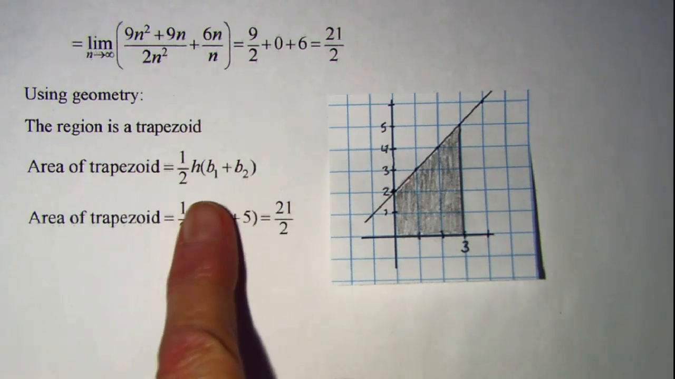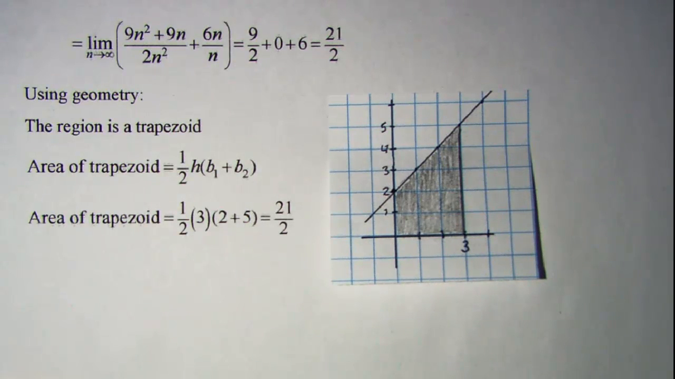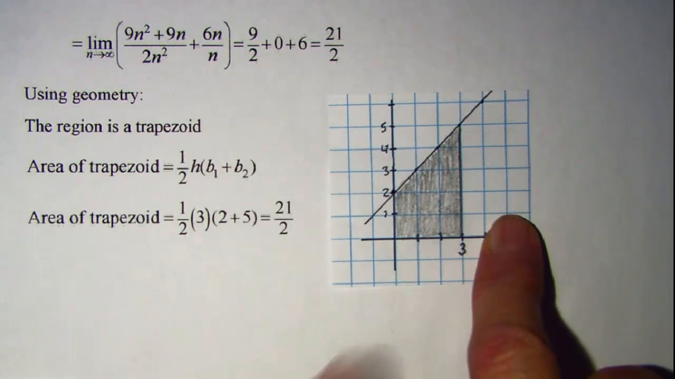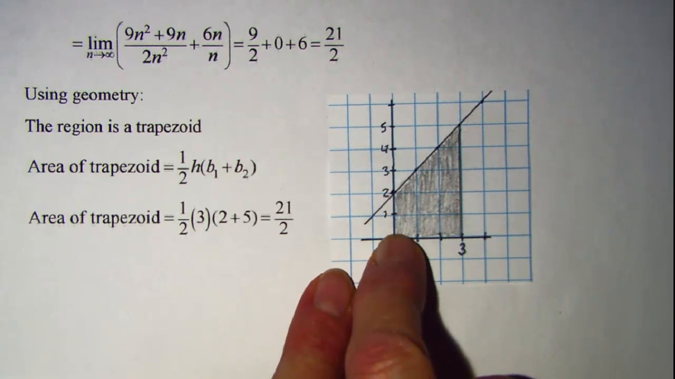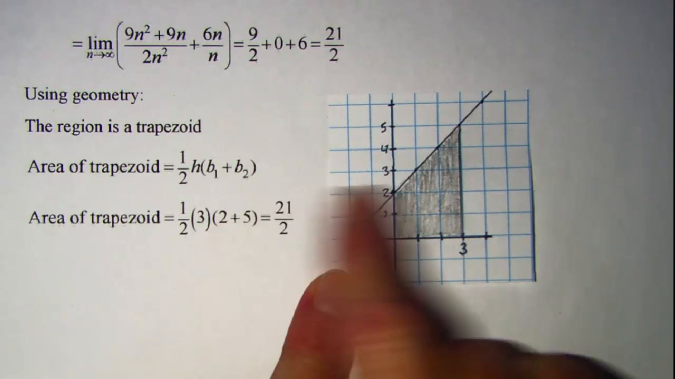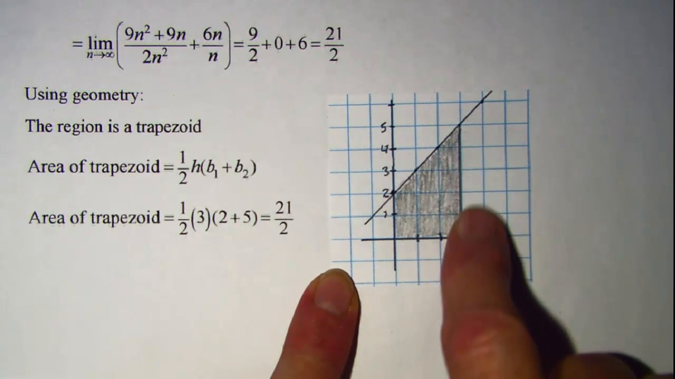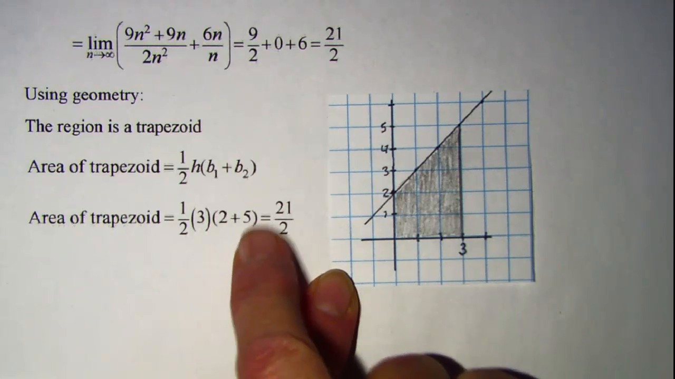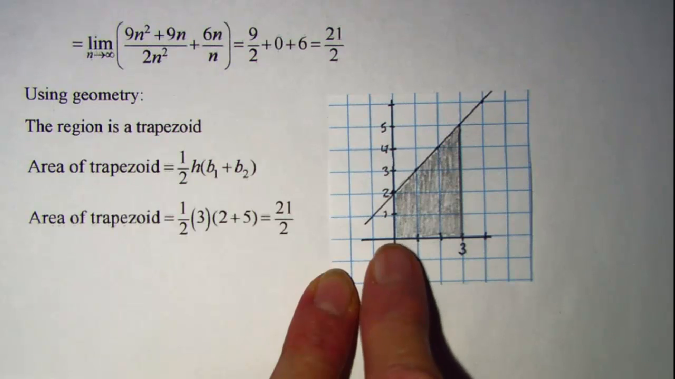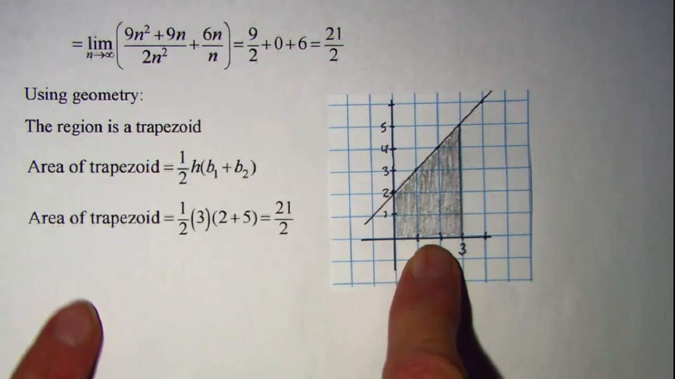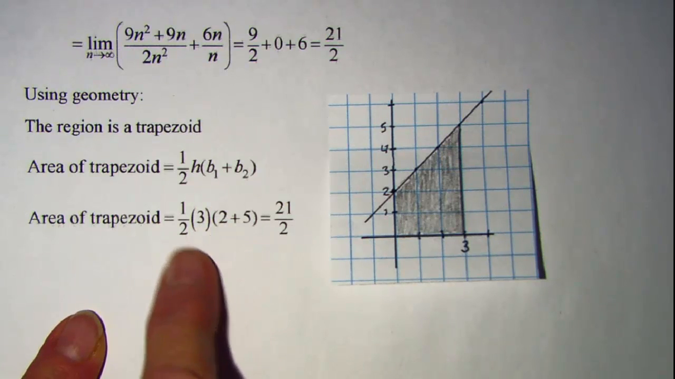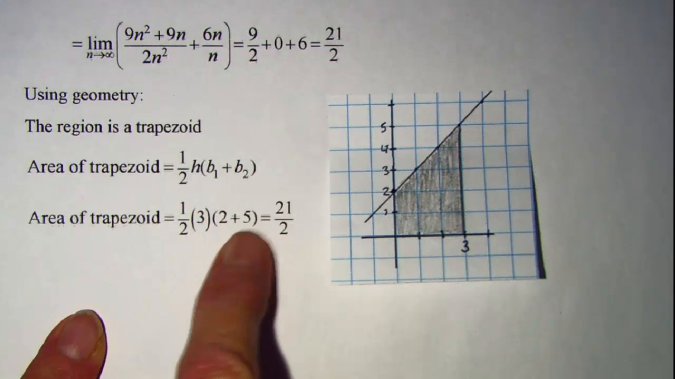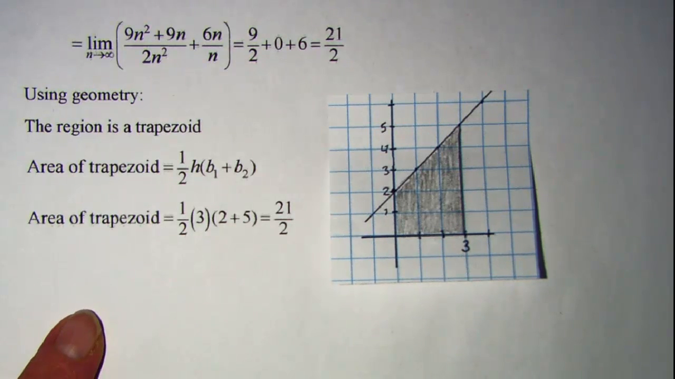And the formula for trapezoid area is 1/2 the height times the sum of the bases. My bases are the parallel sides. So this base right here is 2 units, which I've shown right here. This base is 5 units, which is right here. And then the height is the distance between the 2 bases, so my height is 3. So the area of the trapezoid can be found with this geometry formula, and we get 1/2 times 3 times 7, which is 21 halves.